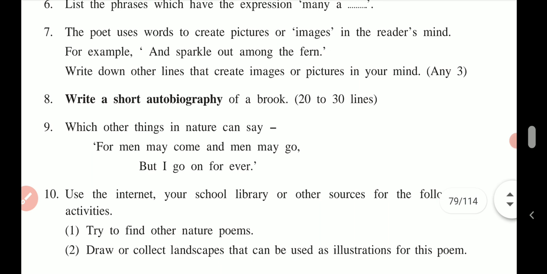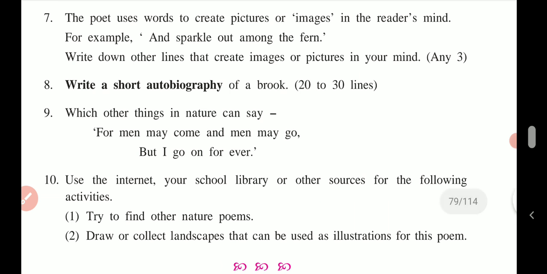So this is all about the activities given in English workshop based on this poem. I hope you all will understand the given explanation and the answers.